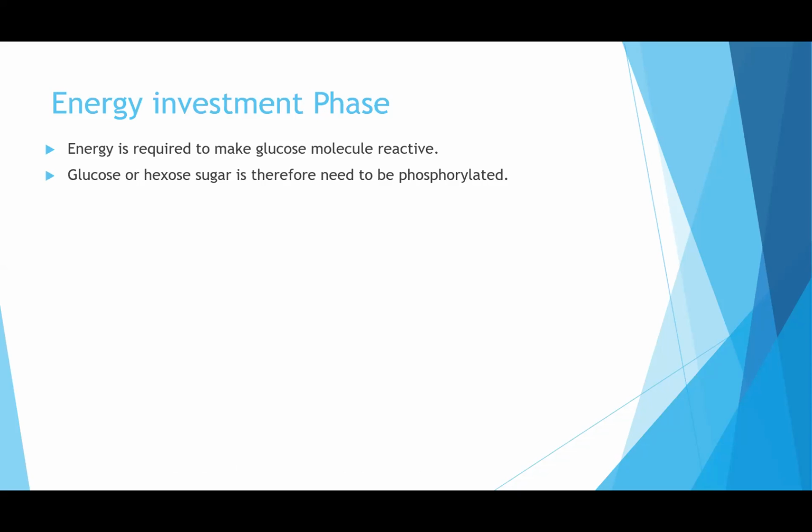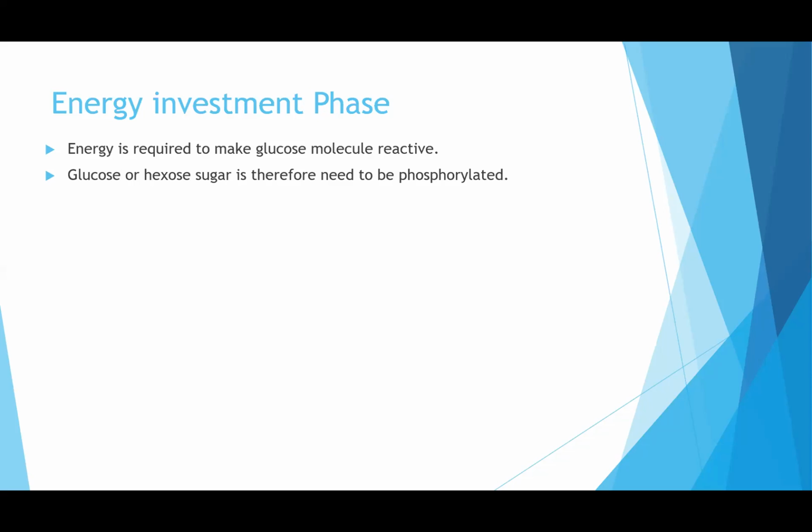Glucose or hexose sugar, same thing. Hexose being a 6-carbon sugar, glucose has 6 carbon, and therefore needs to be phosphorylated. I told you what is meant by phosphorylated. Whenever a phosphate group is added to any one of the molecules, we say it has been phosphorylated.